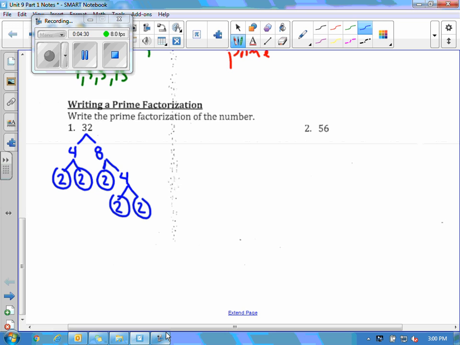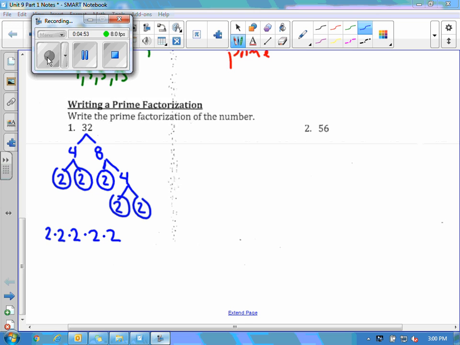Now I need to write this in prime factorization. My factor tree hasn't got me there yet. So what I'm going to do is write my prime numbers as multiplication. Okay? Because our definition of prime factorization was a product of prime numbers.